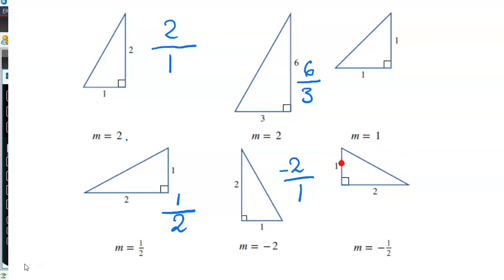Here we have a rise of negative 1. It's gone down by 1 over a run of 2. So that's how we end up with our gradient of negative 1 over 2.